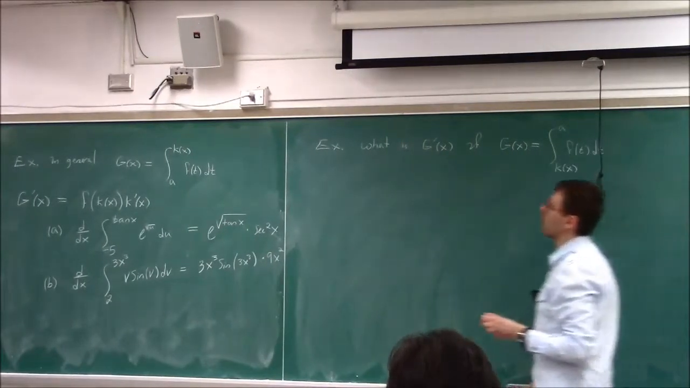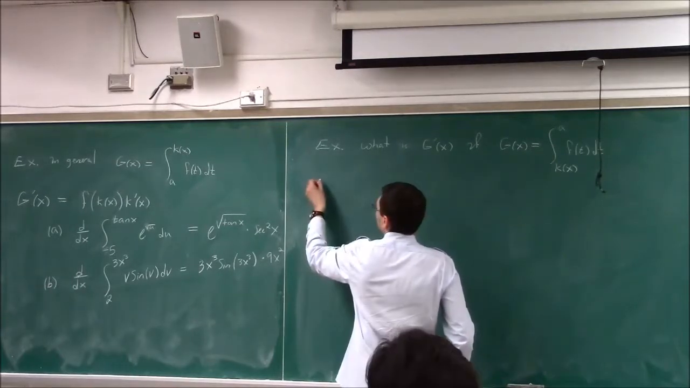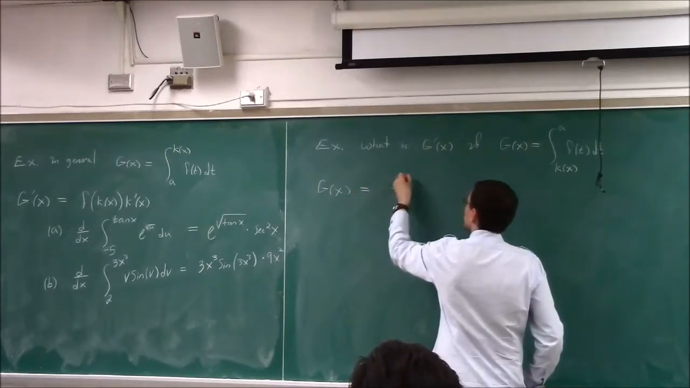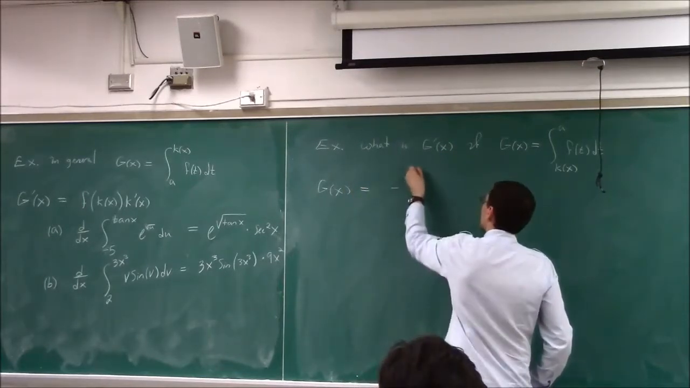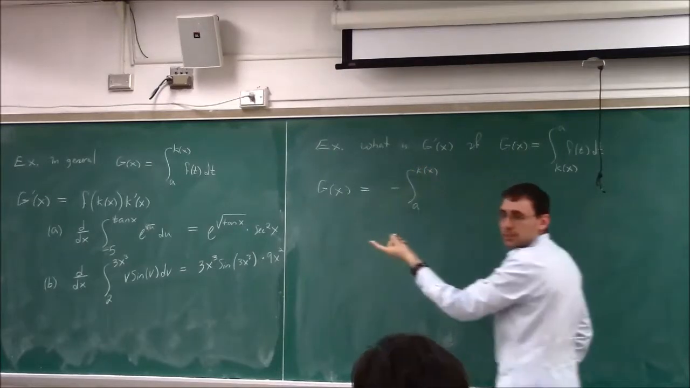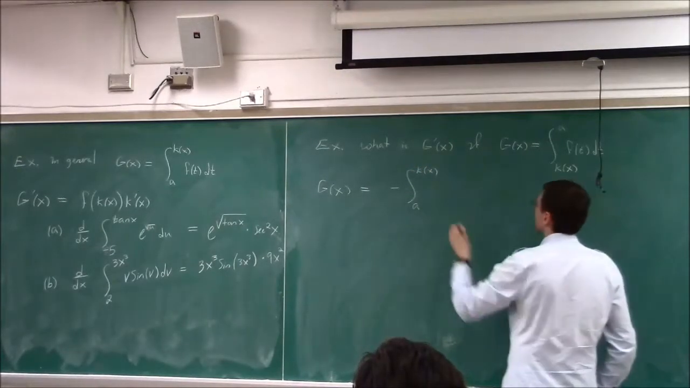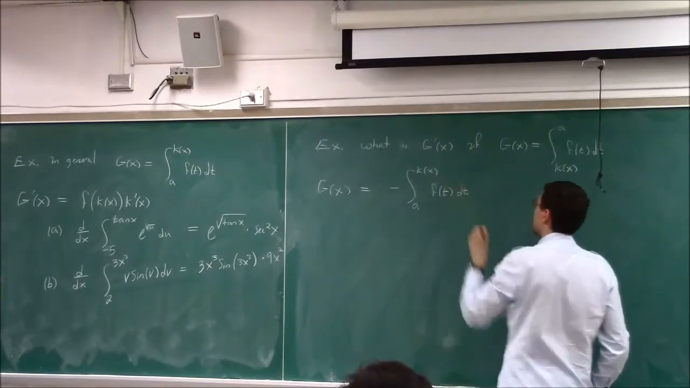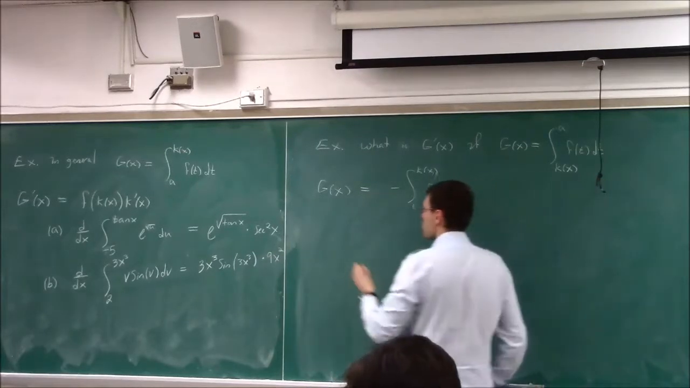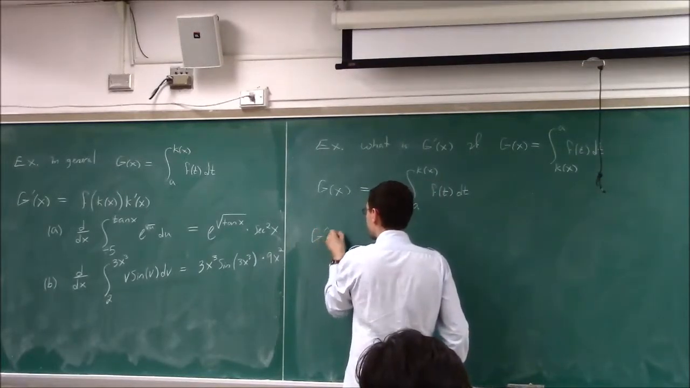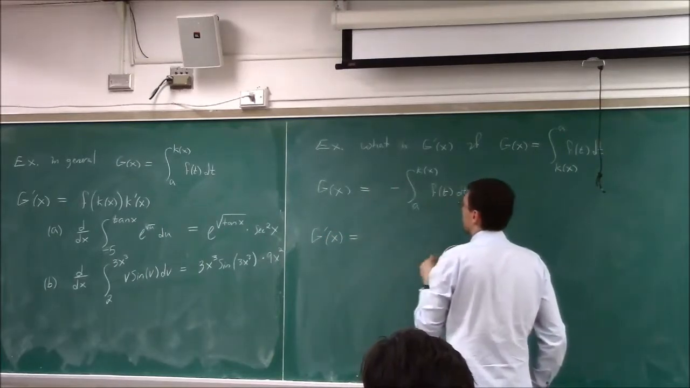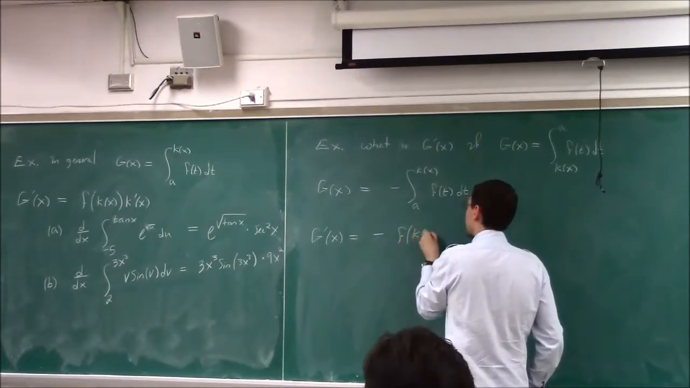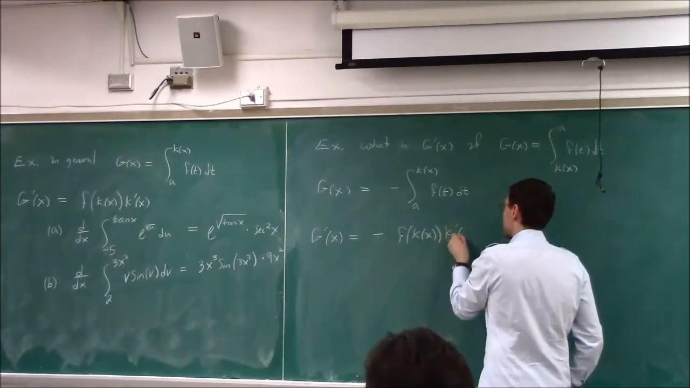Exactly. So you remember we learned the property of integrals. We have that g of x is the same thing as minus the integral from a to k of x. I can multiply by minus 1 and the k will move to the top, of f of t dt. And g prime of x will then be equal to minus f composed with k of x times k prime of x. Okay?